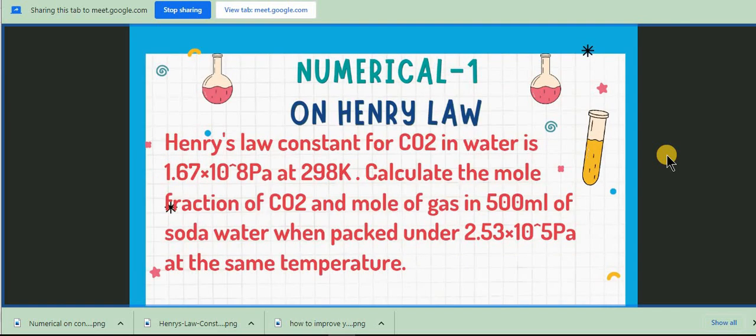So now let us take up one numerical. This numerical is a basic numerical but it contains two components.